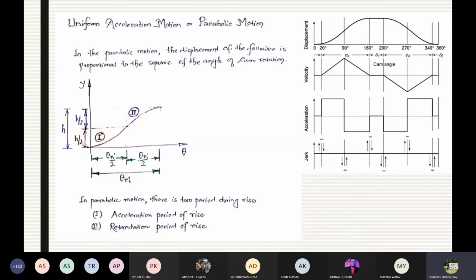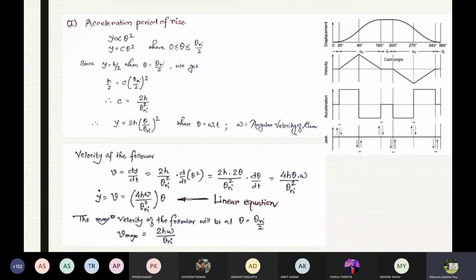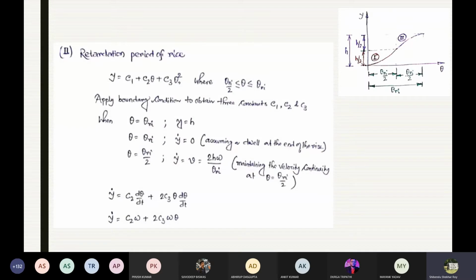We have also discussed the uniform acceleration and deceleration motion, that means parabolic motion, where the rise part has two phases or two periods: the acceleration period of the rise and the retardation period of the rise. And we have derived the displacement formula for the acceleration period of the rise, the corresponding velocity of the follower in that particular period, and the acceleration in that period. We have also discussed the retardation period of the rise.